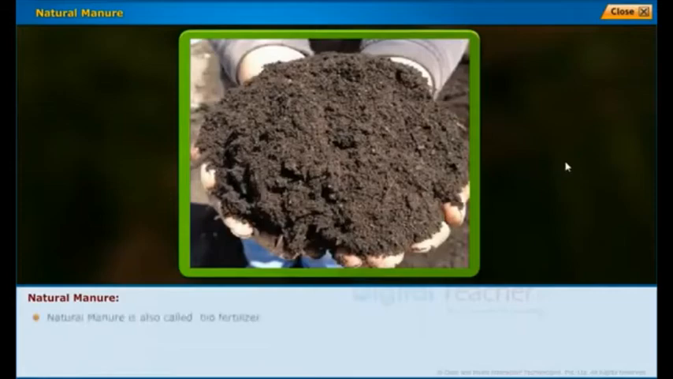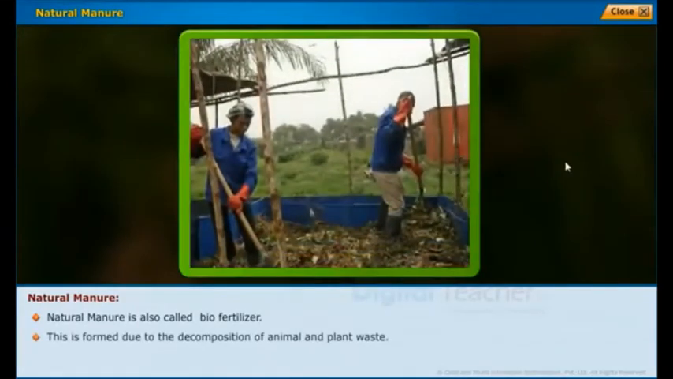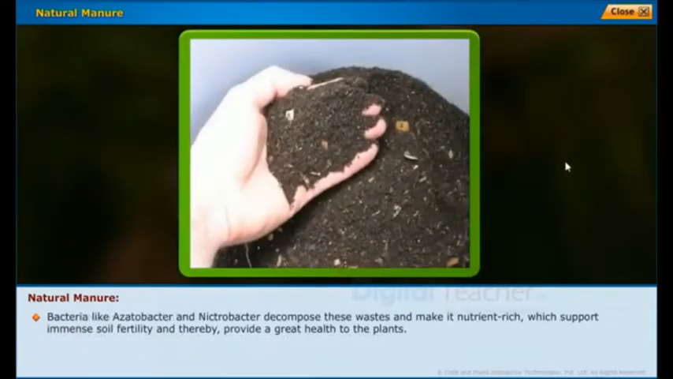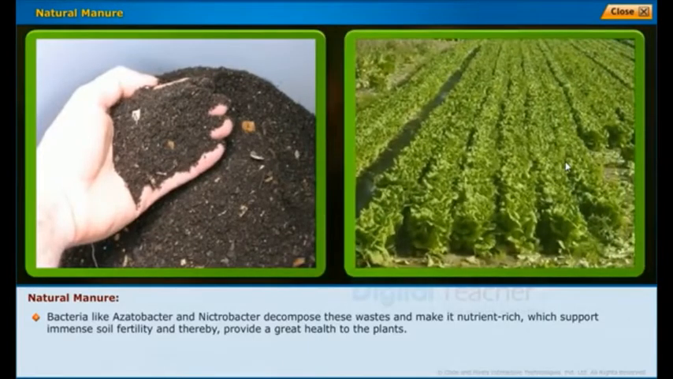Natural manure. Natural manure is also called biofertilizer. This is formed due to the decomposition of animal and plant waste. In villages, there is a separate place at the outskirts for this decomposition of plant and animal waste. Bacteria like Azotobacter and Nitrobacter decompose this waste and make it nutrient-rich, which supports immense soil fertility and thereby provides great health to the plants.